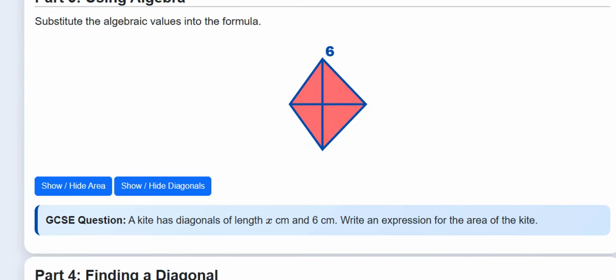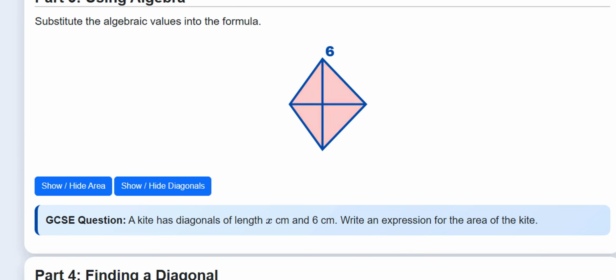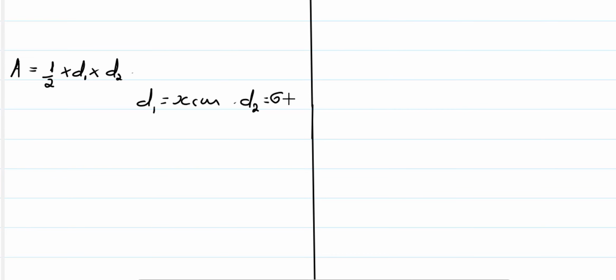To find the area of this kite, the first thing we know is the area of a kite is given by half multiplied by d1, then multiplied by d2. From there, we know d1 is x centimeters, and we know d2 is 6 centimeters. So to get the area in terms of x, I'll say it is half multiplied by d1, which is x, multiplied by d2, which is 6.